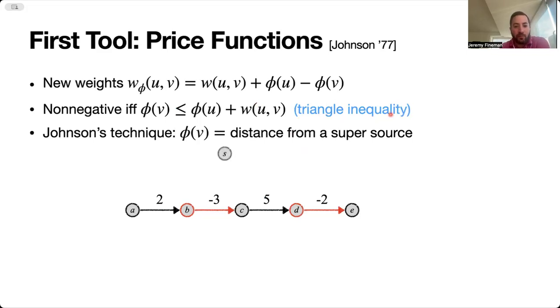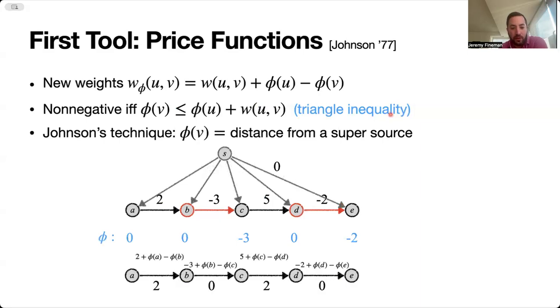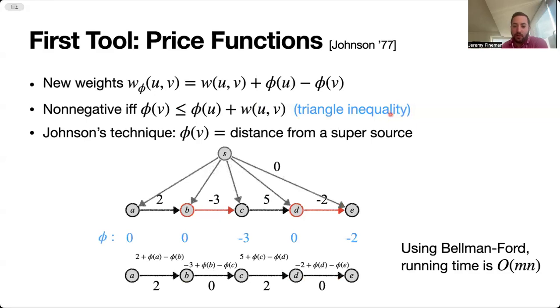So you do this by adding a super source to the graph with a weight of 0 to every other vertex, compute single source shortest paths from that super source, reweight the graph according to those distances, and those distances are all non-negative now. The weights are all non-negative now. Now, using the Bellman-Ford algorithm to do this, your running time would be mn. We're trying to do the same thing, but faster. So we're not going to be just using Bellman-Ford to achieve this.